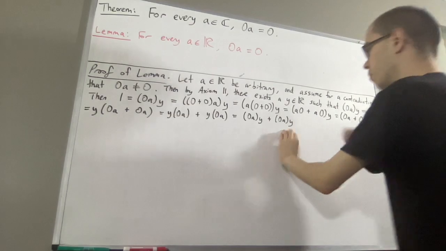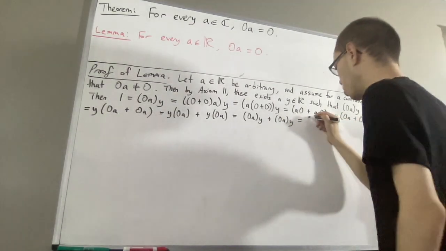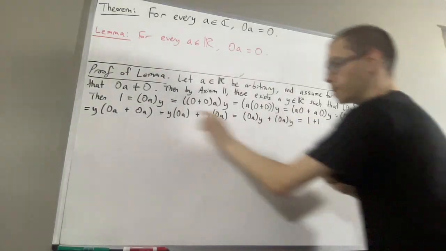So we get this, but 0a times y is equal to 1. So this is just 1 plus 1. So what this shows is that 1 plus 1 is equal to 1.